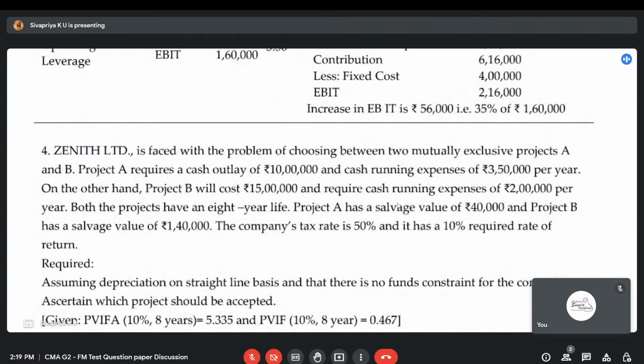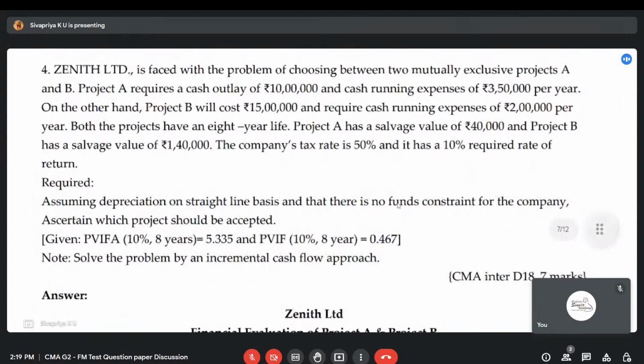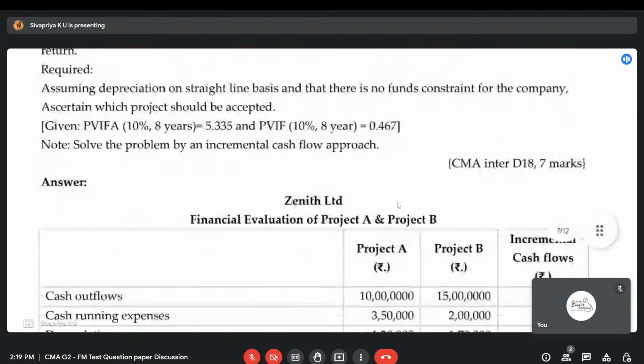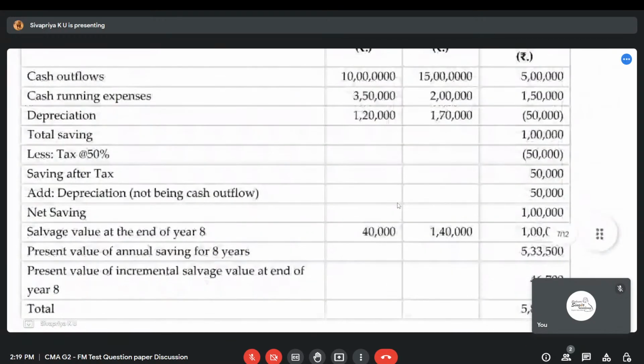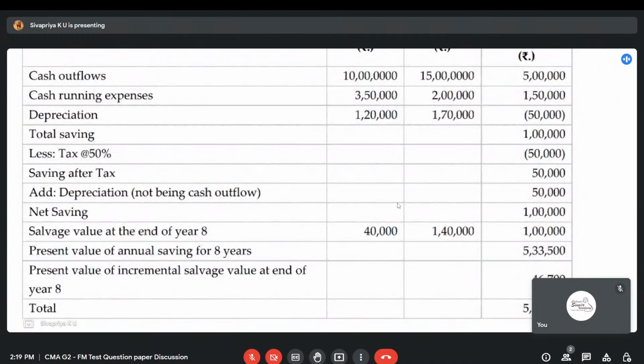Then question number 4. So question number 4 பொறுத்தவரைக்கும் incremental cash flow approach. So already இது test number 2 ல பார்த்த அதே question தான், Zenith Limited. So the cash outflows.